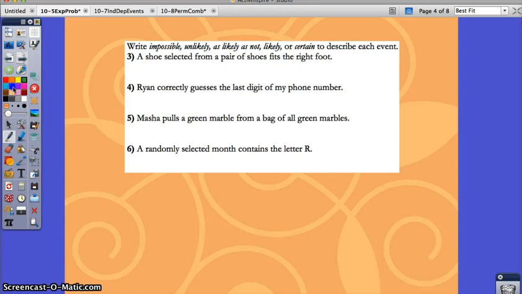So a shoe is selected from a pair of shoes and it fits the right foot. If this was your event, what would be the probability? How would you describe it? Well, since a shoe is selected from a pair, how many is in a pair? Just 2. What's the probability? How many of those from a pair are going to fit the right foot? Just 1. So this would be as likely as not. Again, the words are our answer because that's what it's asking for. But you can think about the probability to help you figure it out.